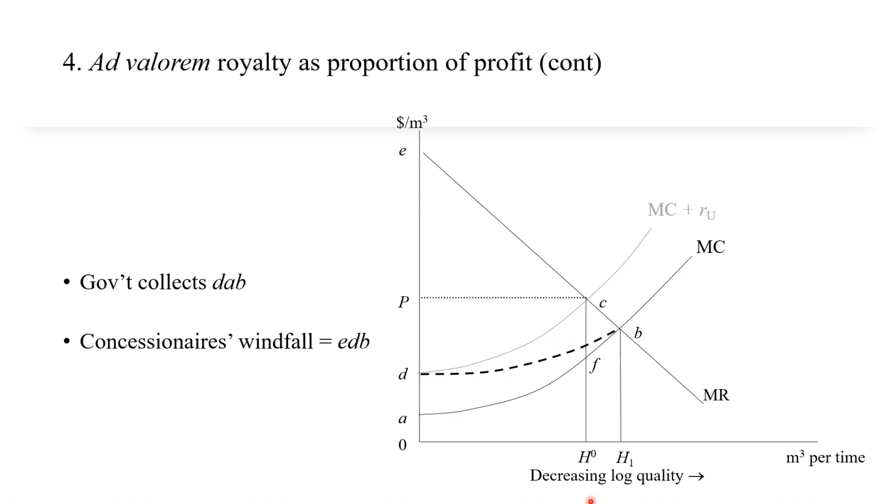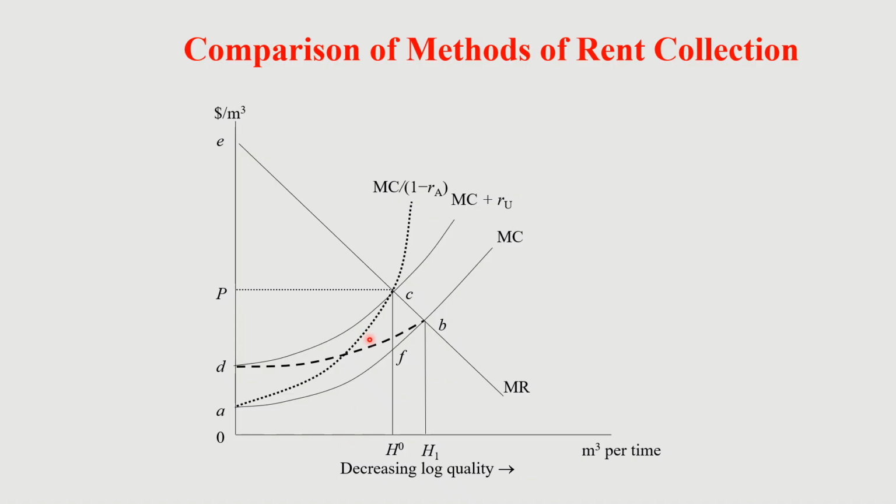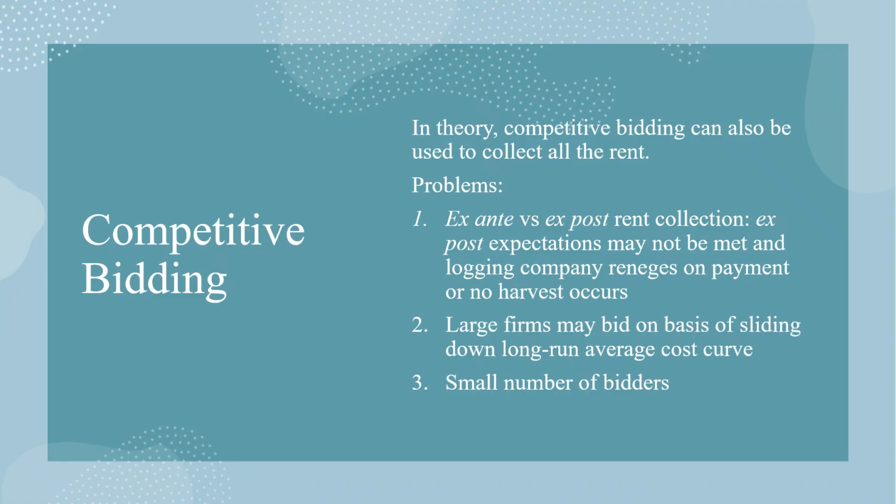All right, so then what we can do is look at all three of these as the methods of collecting the rent. And the rent collected is going to vary from DAFC under the uniform royalty to AFC under the ad valorem royalty on price to DAB under the ad valorem royalty on the difference between the price and the marginal cost. So how can we get to this in theory?